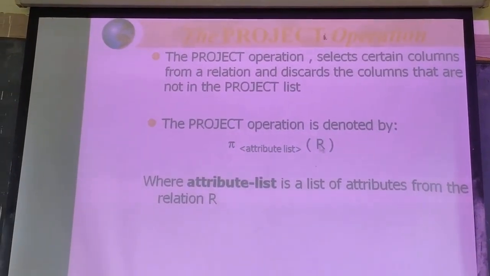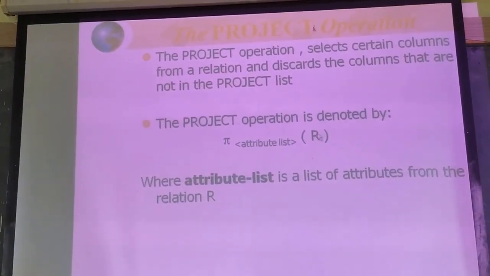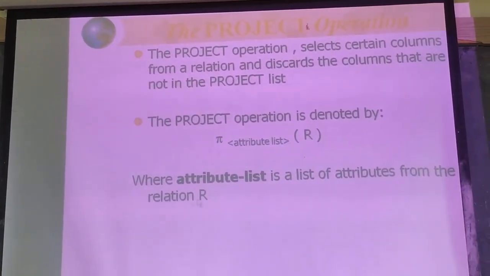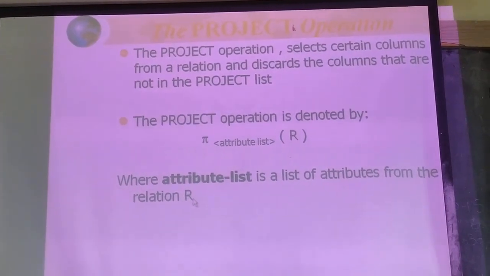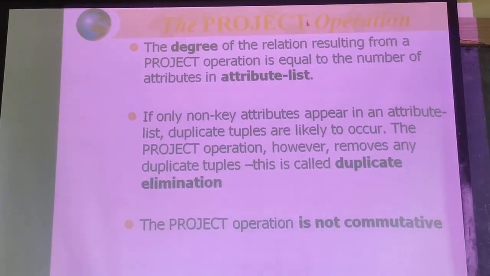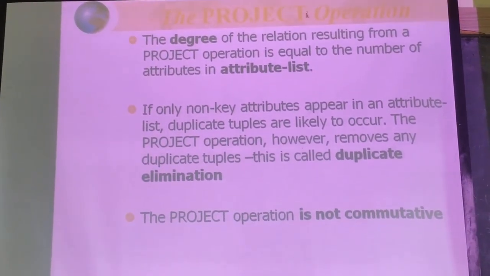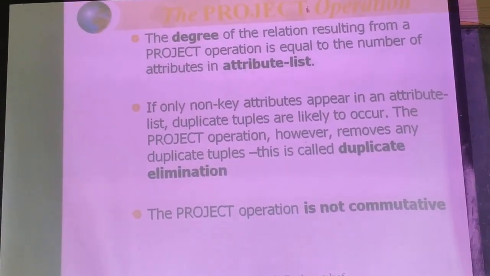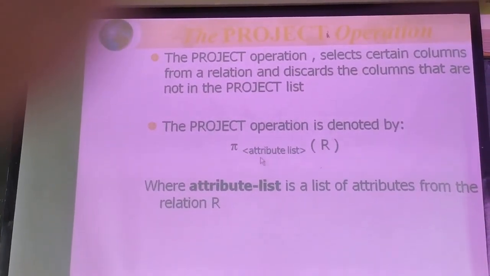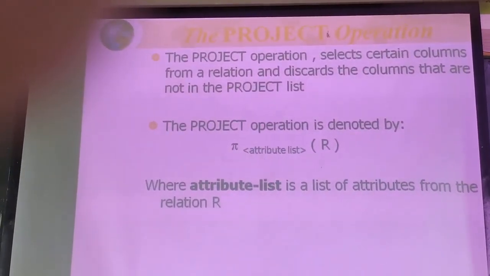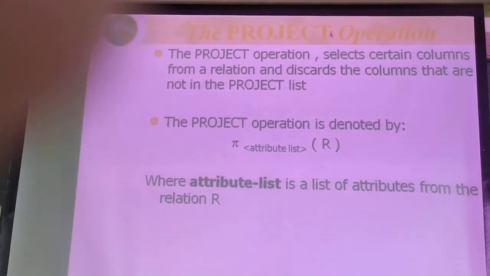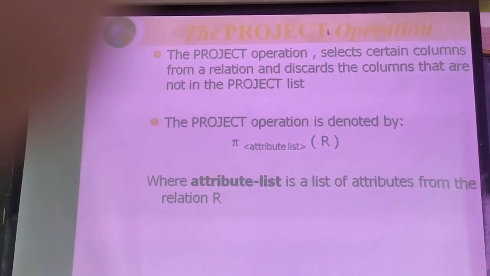from the relation. Sometimes the relation is going to contain many different attributes, where the attribute list is a list of attributes from the relation R. R can contain any number of attributes. The degree of the relation resulting from a project operation is equal to the number of attributes in the attribute list. So in the condition, we specify how many attributes we require from the main relation. The attributes we retrieve are equivalent to the result we got from the project operation.